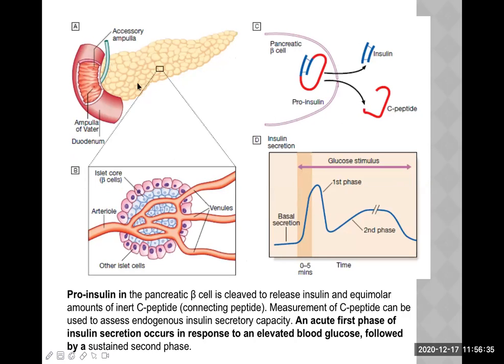This is the head of the pancreas. This narrow area is the neck of the pancreas. This is the body of the pancreas. And here is the tail of the pancreas. So the head of the pancreas is lodged on the concavity of the duodenum. Duodenum is a C-shaped organ. It's the first part of our intestine.